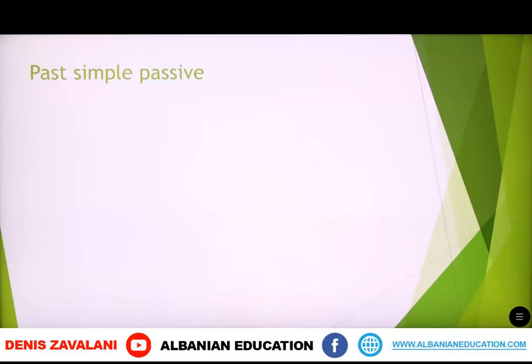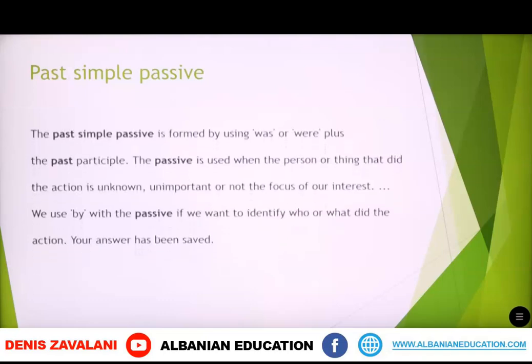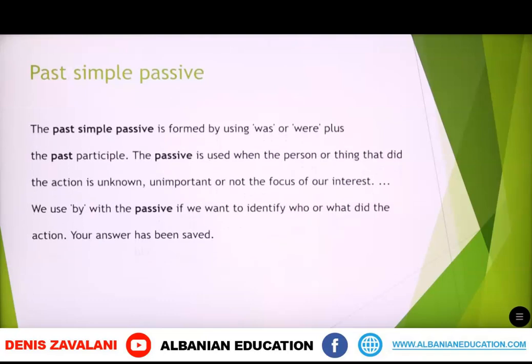Now let's continue with the passive voice again, but with another tense, the past simple. The past simple passive is formed by using was or were plus the past participle. The passive is used when the person or thing that did the action is unknown, unimportant, and not the focus of our interest. We use by with the passive if we want to identify who or what did the action.